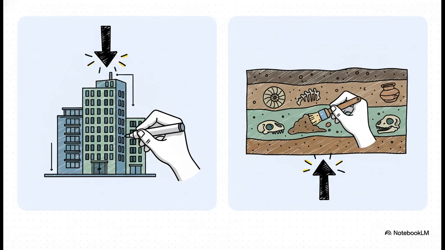The architect, well, they work top-down. They have a master plan, and they design a solution based on first principles. The archaeologist, on the other hand, works bottom-up. They discover truth by sifting through the evidence and learning from what's already there. One builds a solution, the other uncovers a reality.